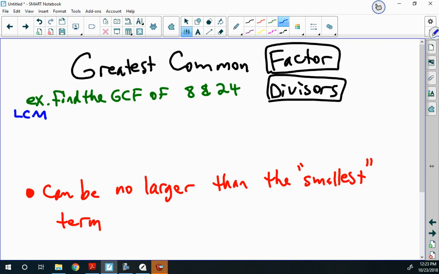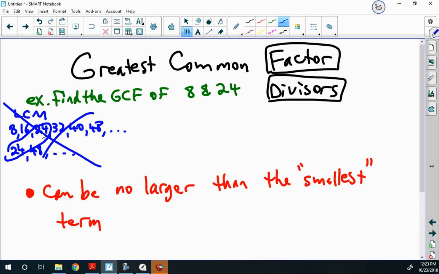If they're trying to find the LCM, they might look at 8 and say, okay, 8's multiples are 8, 16, 24, 32, 40, 48, etc. And they might look at 24 and say 24's multiples are 24, 48, etc. They might say, well, 24, that's the LCM. We're not finding an LCM. People get the LCMs and the GCFs confused all the time.